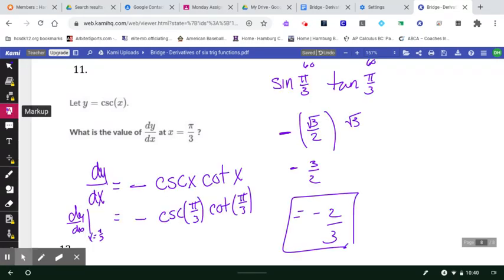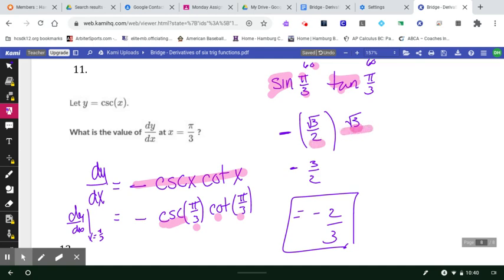All right, so I took my derivative, negative cosecant cotangent, substituted in my pi over 3, and then I said, okay, where did they really come from? Again, cosecant goes with sine, cotangent goes with tangent. So now I need the tangent of pi over 3, which again is 60 because 180 divided by 3 is 60. So I'm thinking 60. The sine of 60 is radical 3 over 2. The tangent of 60 is just radical 3.